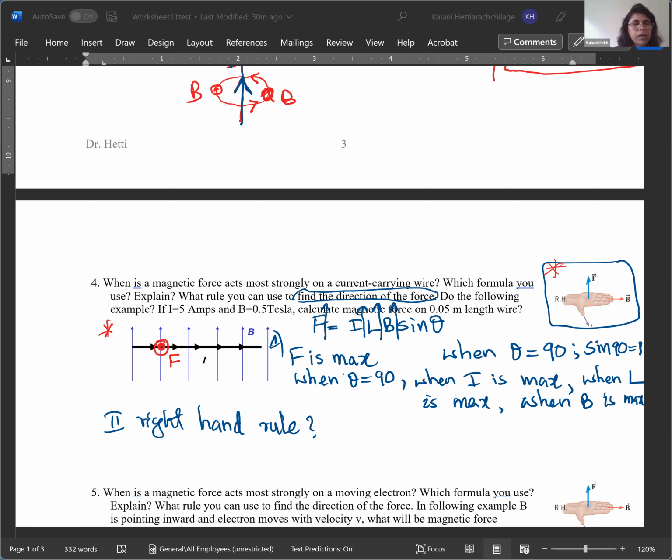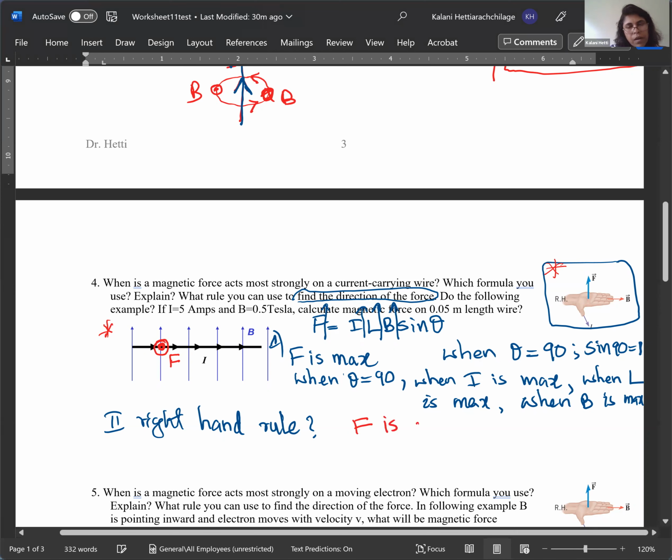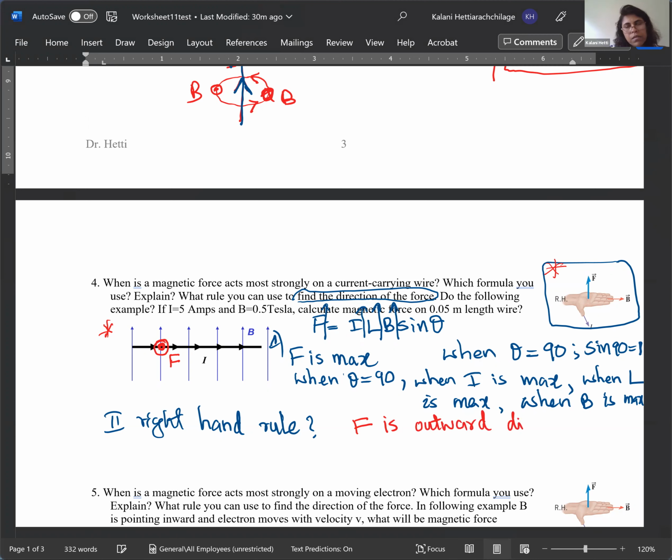For this problem, your force direction is outward, and I'm going to write it. Force is outward direction. Outward and inward directions are the directions that you cannot really draw on your screen. That's why we use these two symbols. This is the outward symbol. If something is inward, you need to use this symbol. This is for inward. Okay, now let's move into this simple question.